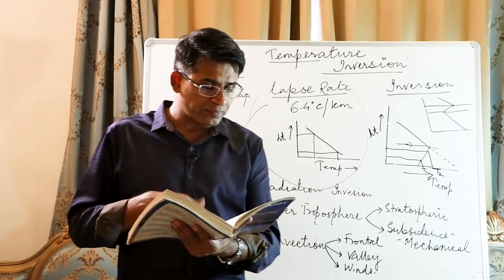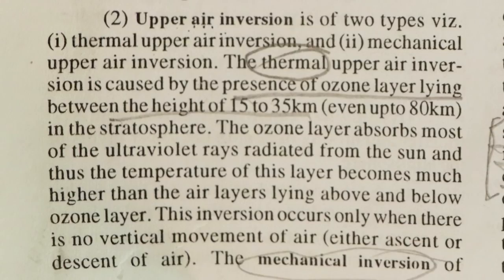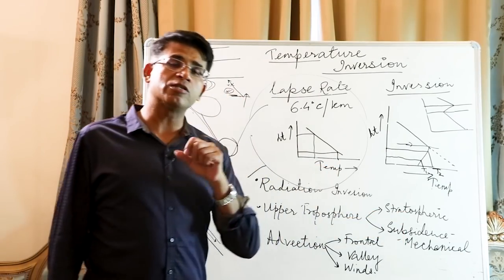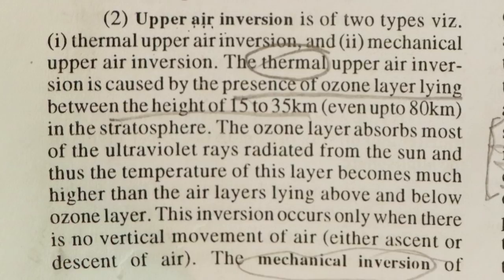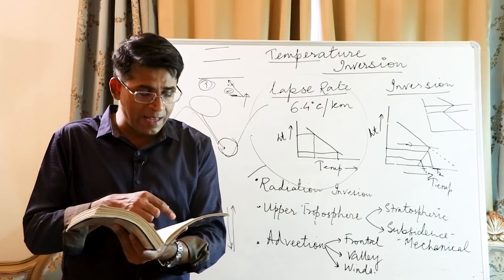So if we move on, the first column, last paragraph, upper air inversion. There are two types: number one, thermal upper air inversion, and number two, mechanical upper air inversion. The thermal upper air inversion is the stratospheric inversion because of the ozone layer. It says the thermal upper air inversion is caused by the presence of the ozone layer lying between 50 and 35 in the stratosphere. The ozone absorbs most of the ultraviolet. So as the energy comes in, the ozone layer traps the radiation and this layer becomes warmer. So understand this.